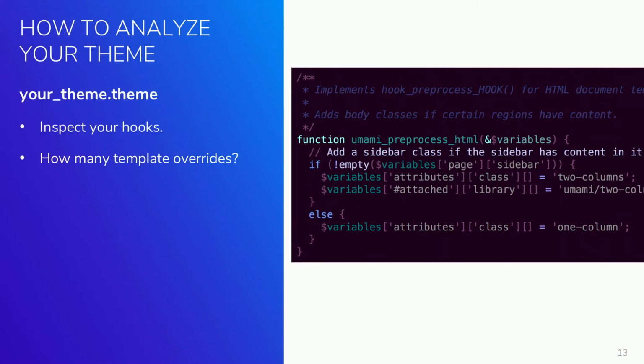The next file to look at is your theme.theme file. This will give you a good idea to look at your hooks. How many template overrides are you really looking at? This is a good gauge of how many overrides are going on, and gives you a good idea of the complexity.